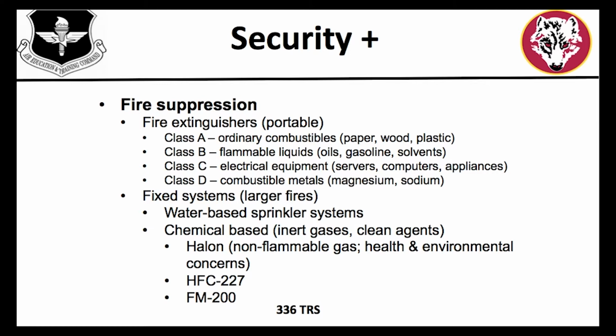The Class A, things that you would want to use a Class A fire extinguisher on: paper, wood. When you burn those, they create ash, A for ash. B: oils, gases, gasoline, flammable liquids. It goes boom, boom for B. Class C: servers, computers, appliances, those electrical components. It's going to be relying on circuitry, so C for Class C, circuitry.